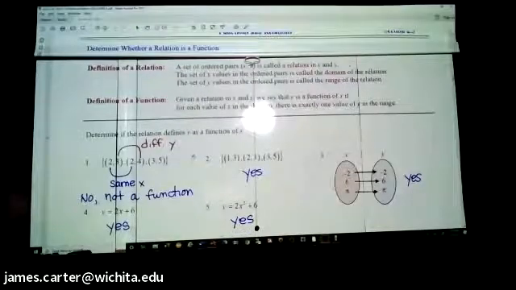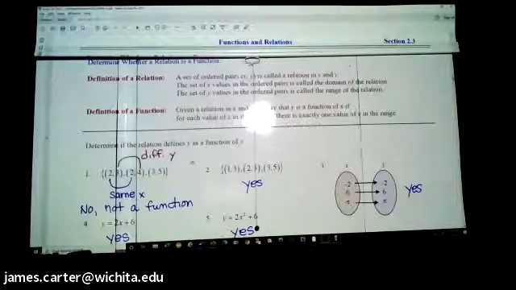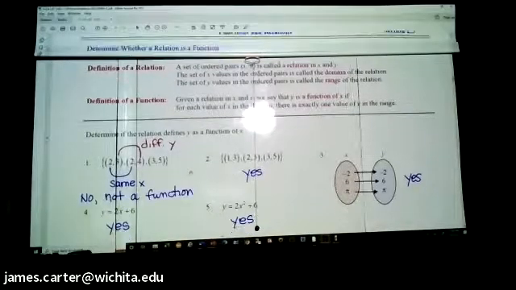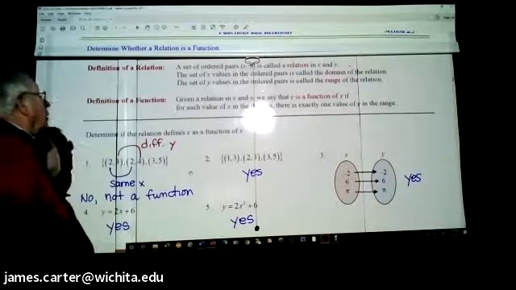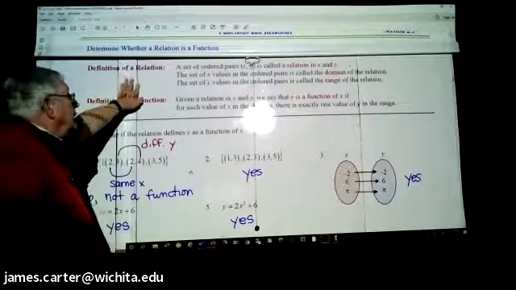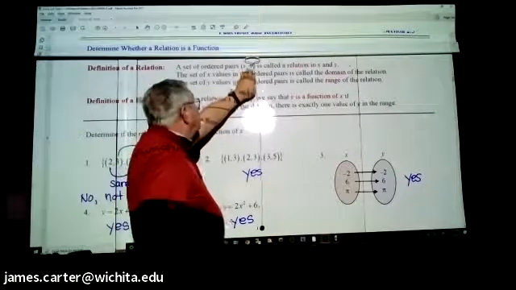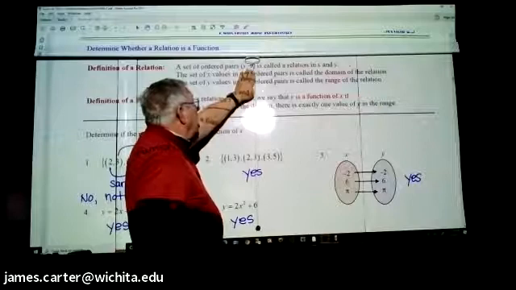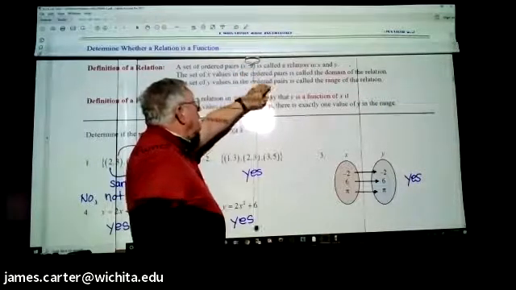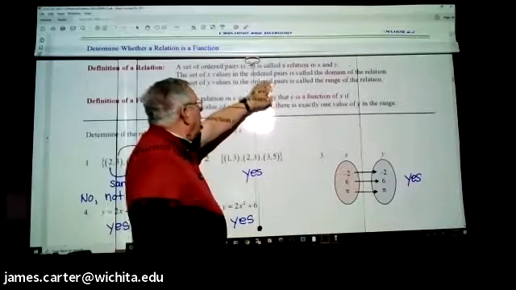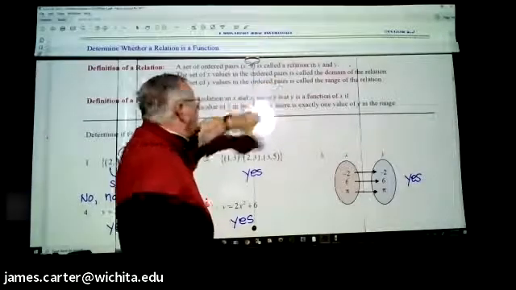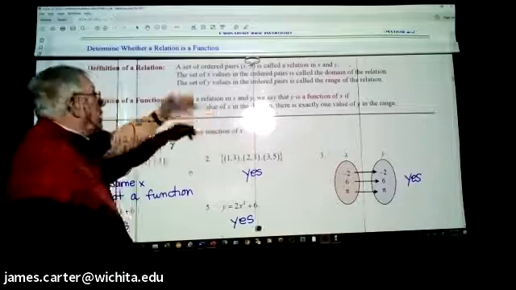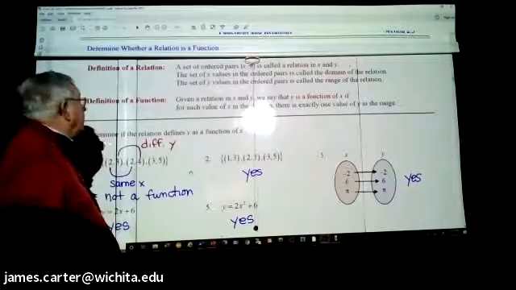Okay, functions and relations. This is section 2.3. Remember, a relation is just anything that can be represented by ordered pairs. x is the domain or the independent variable, y is the range or the dependent variable. The value of y depends on what the value of x is.